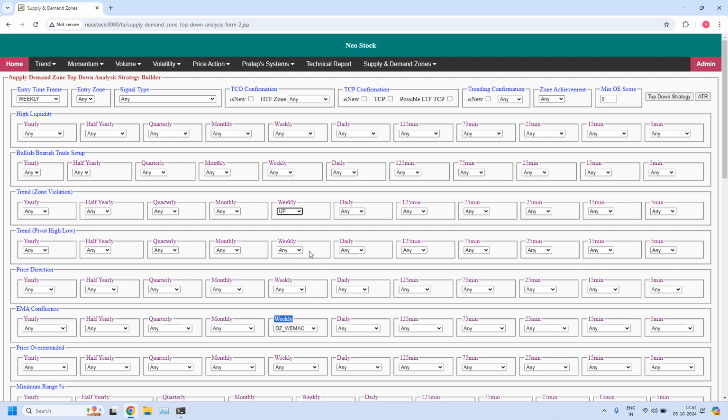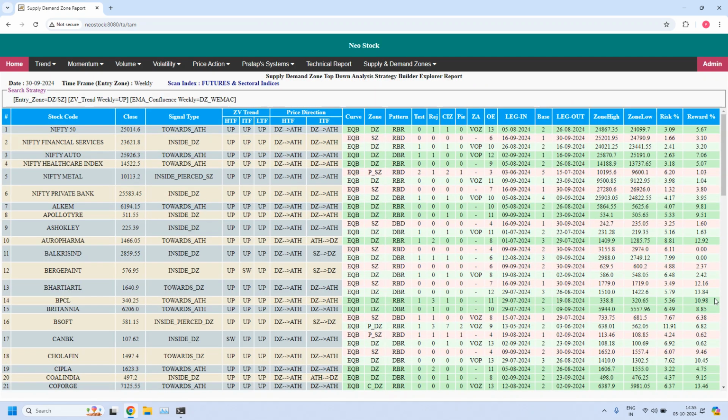That is higher low, lower low, equal low. You already learned trend calculation based on this concept in your phase 1 training. If that trend is also uptrend, it is even more powerful. But only if the list is big do we look for the second option. For the time being, zone violation trend is up and the demand zone is having weekly EMA confluence. Oh, we got a very big number of stocks.